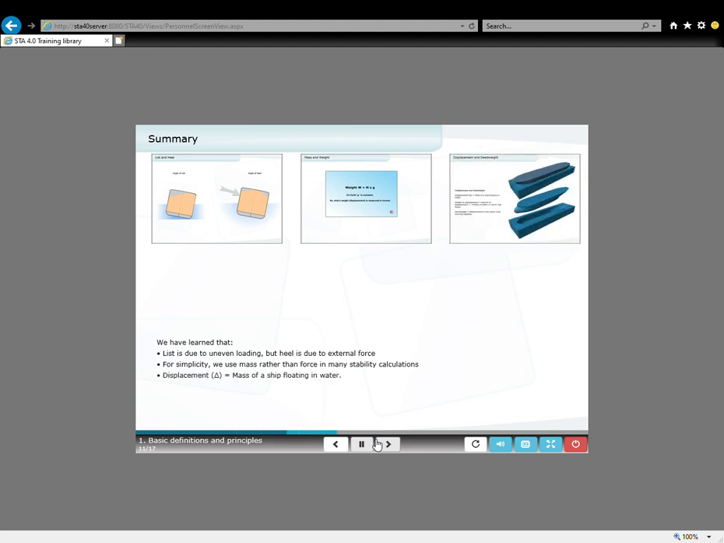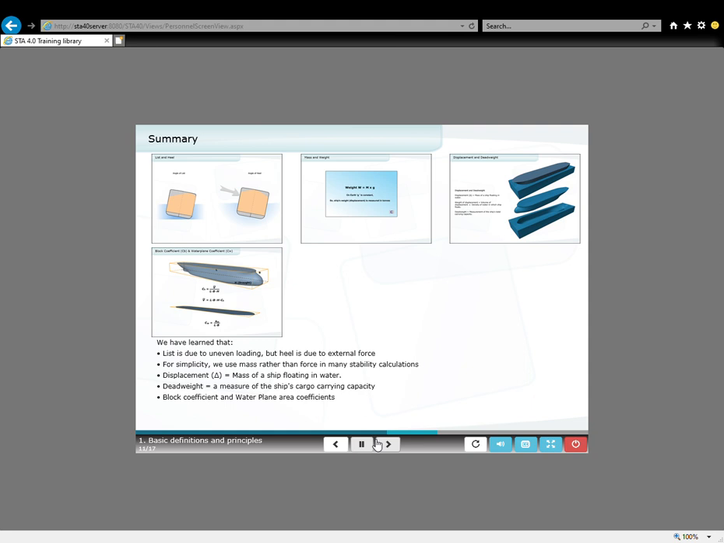Displacement is the mass of a ship floating in water, whilst deadweight is a measure of the ship's total carrying capacity. Deadweight includes the total weight of cargo, fuel, fresh water, stores, provisions and crew, but excludes the weight of the hull and fixed machinery.